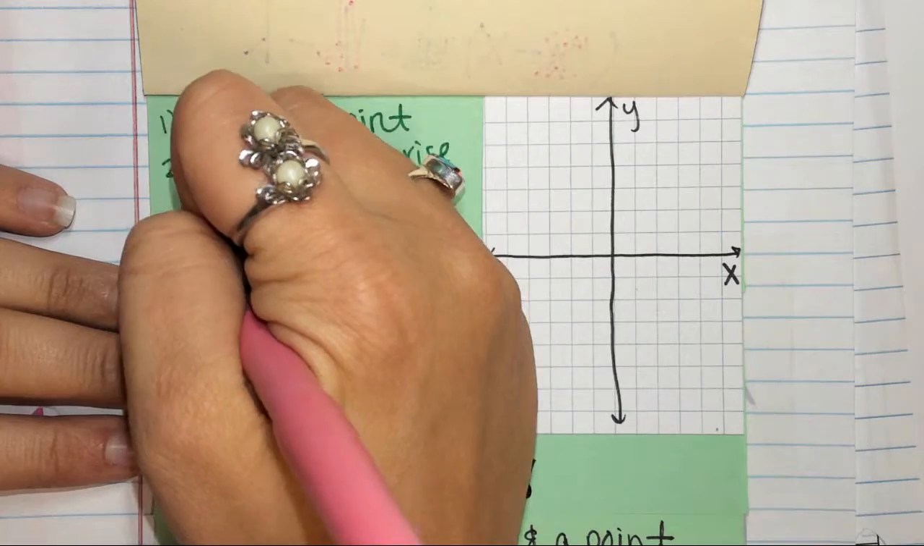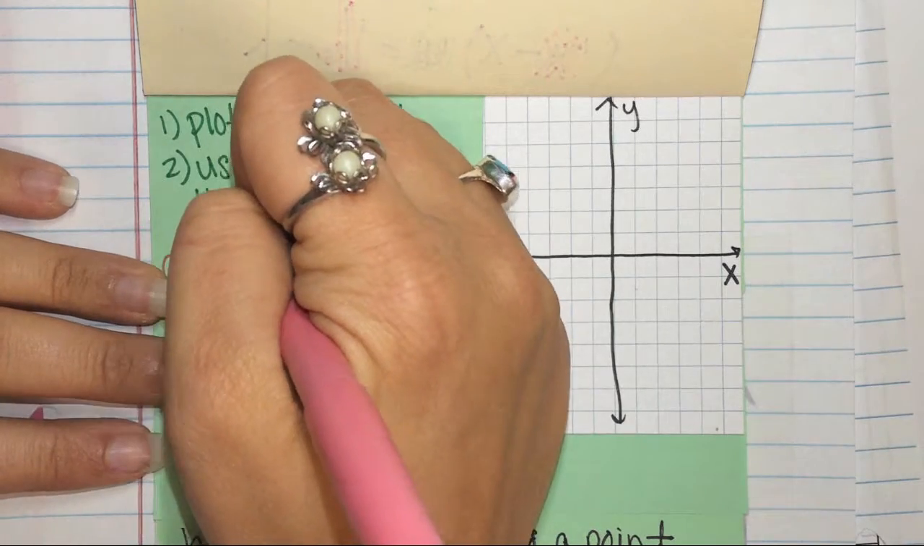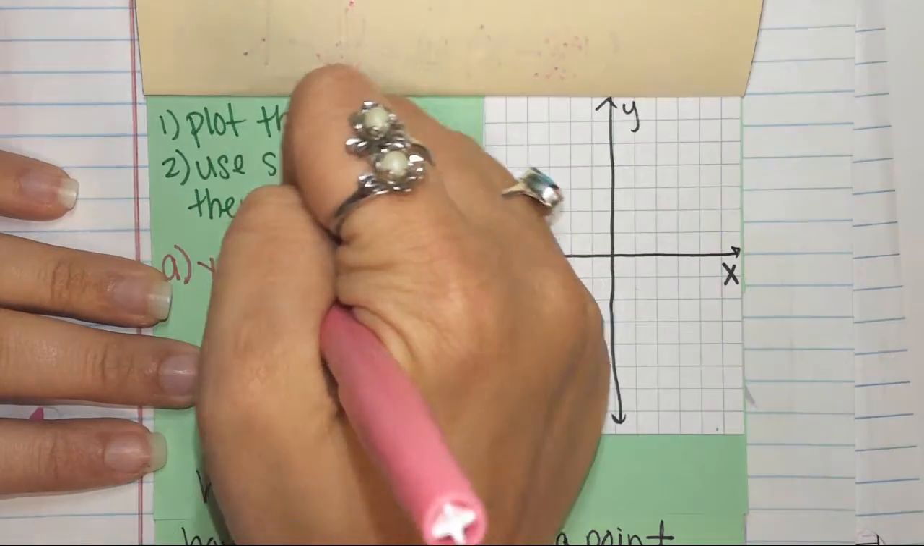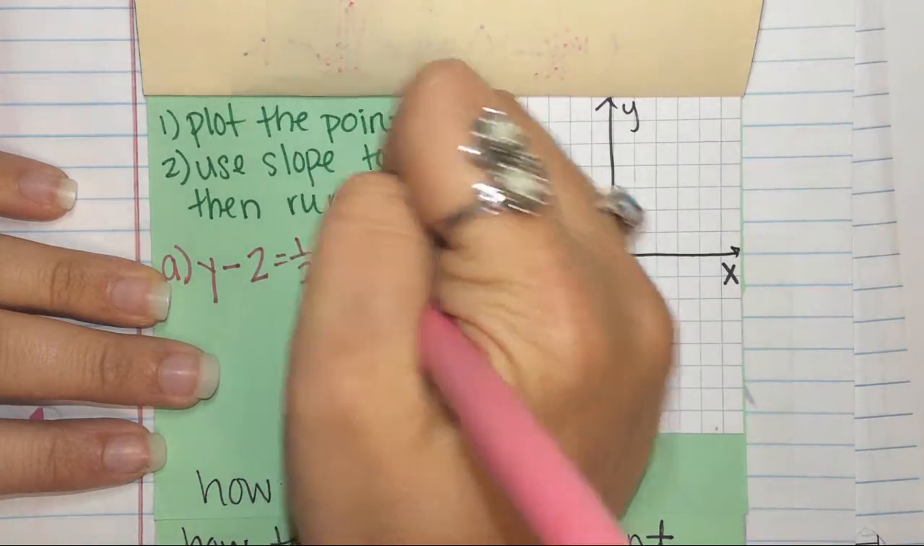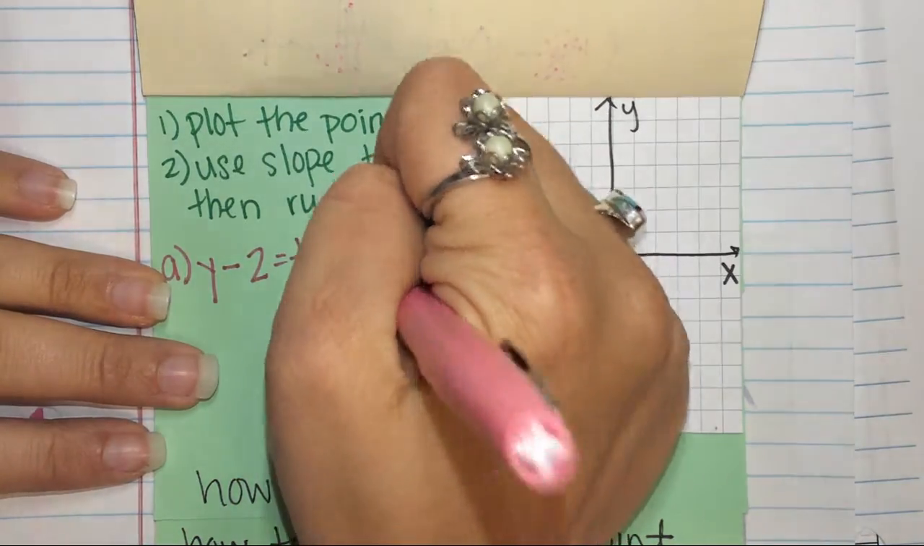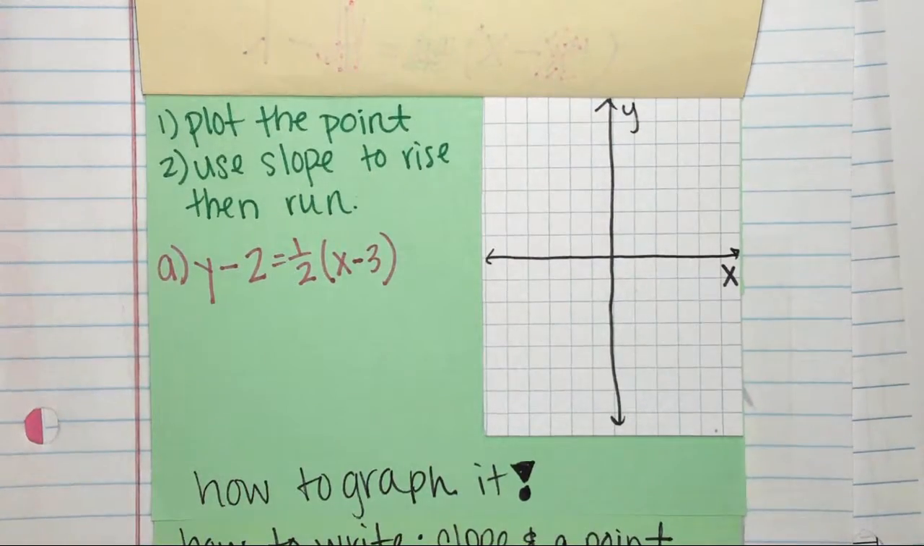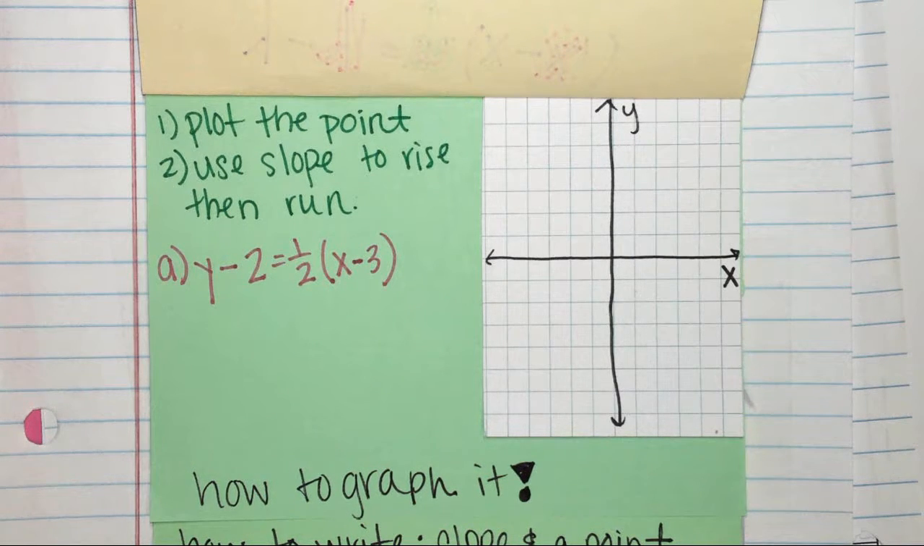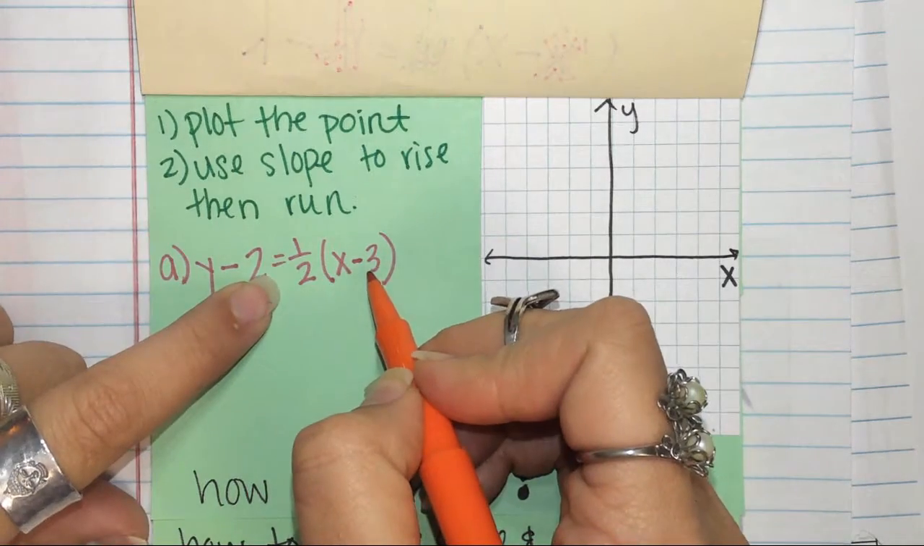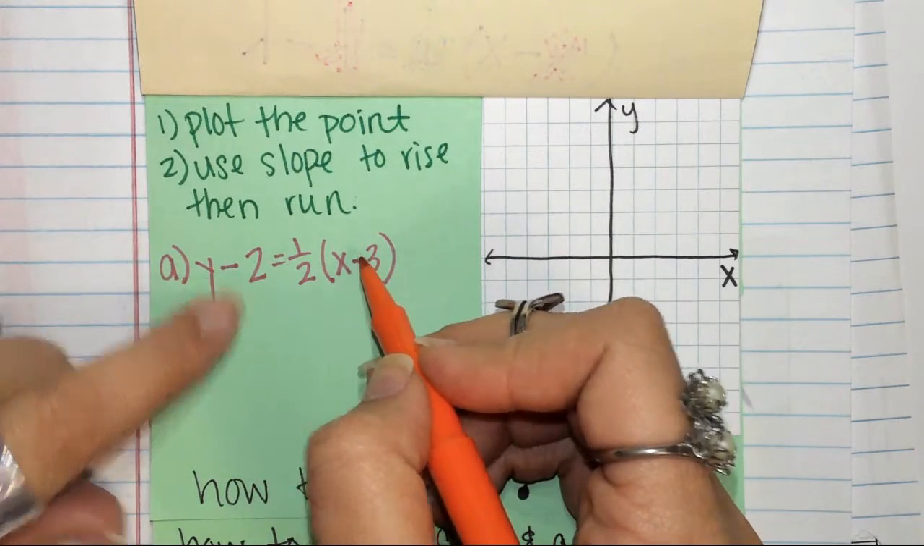So my first equation is going to be y minus 2 equals 1/2 times x minus 3. Now, what you do is you get your point. So our formula was y minus y1 equals m times x minus x1. All you do is take your point and take the opposite sign of whatever this is.